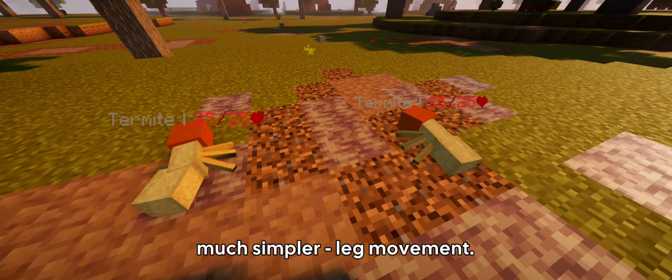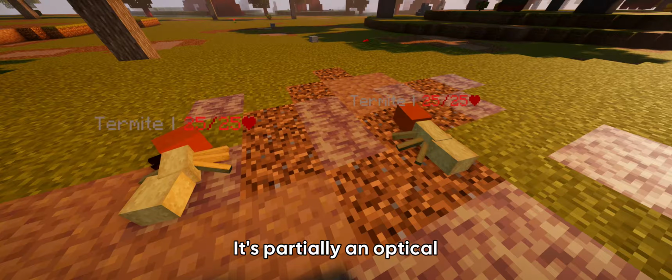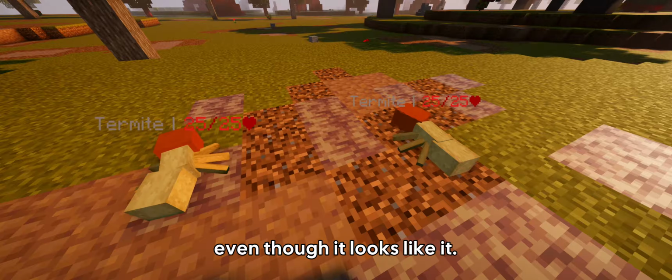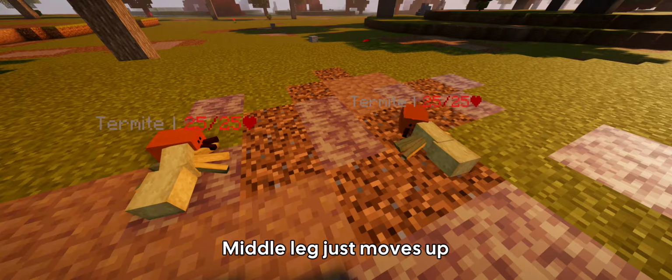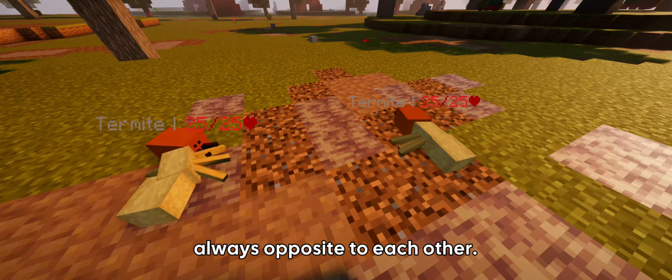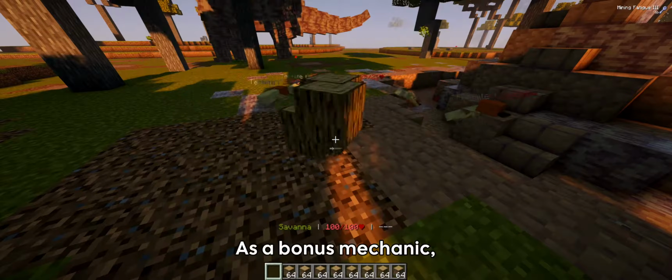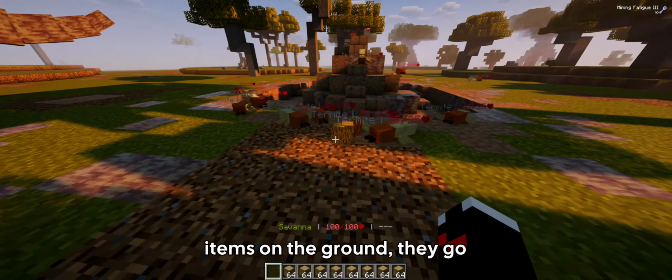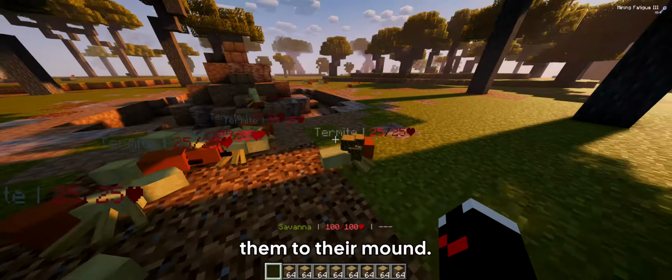Let's talk about something much simpler, leg movement. It's partially an optical illusion, because the legs' movement is not natural, even though it looks like it. The middle leg just moves up and down, while side legs move from side to side, always opposite to each other. As a bonus mechanic, I added that you can trade with them. You drop the items on the ground, they go and pick them up and take them to their mound.